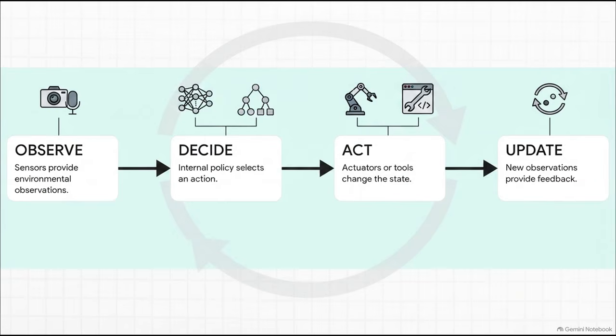This whole perception-action relationship builds into a continuous, four-step mechanism. First up, observe. This is where sensors or data interfaces provide information about the environment. Second, decide. The agent's internal policy evaluates those observations and selects an action. Third is act, where actuators or software tools physically change the environment. And fourth, update. Those new observations provide feedback for the very next decision. It's like a constant loop. And as you'll see, tracking this entire loop is essential because errors can slip in at literally any single stage.